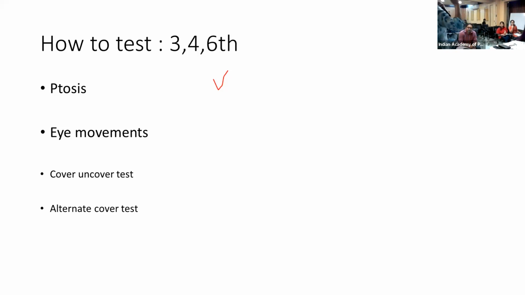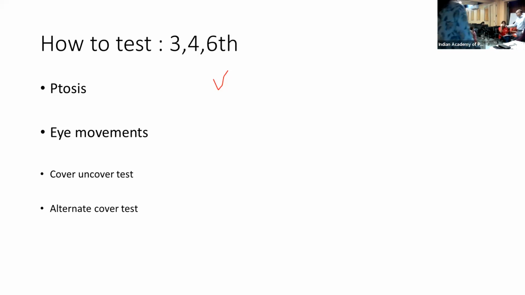This helps in breaking the fusion. This helps in bringing out hidden phorias. And this helps in finding the magnitude. How much is the eye moving? Not very important, may not be asked, but if at all it is asked as a question in the exam, what are the tests for squint? You should know.